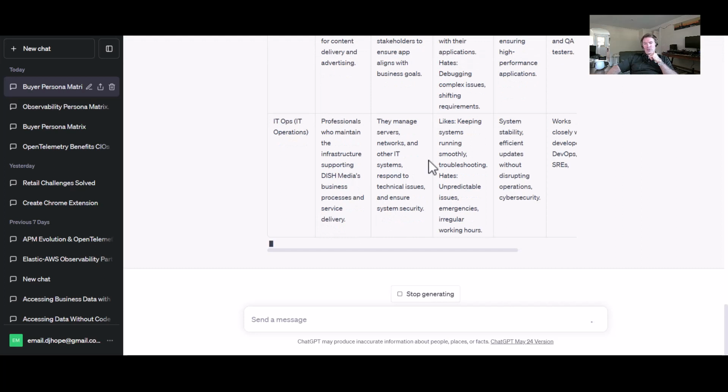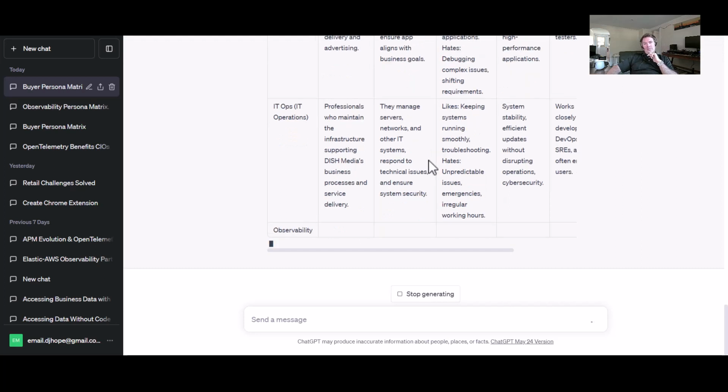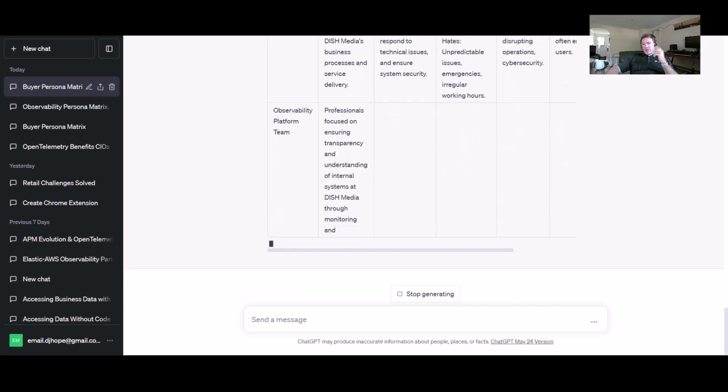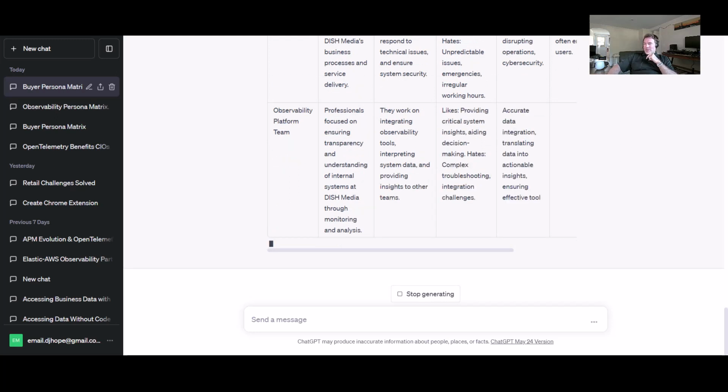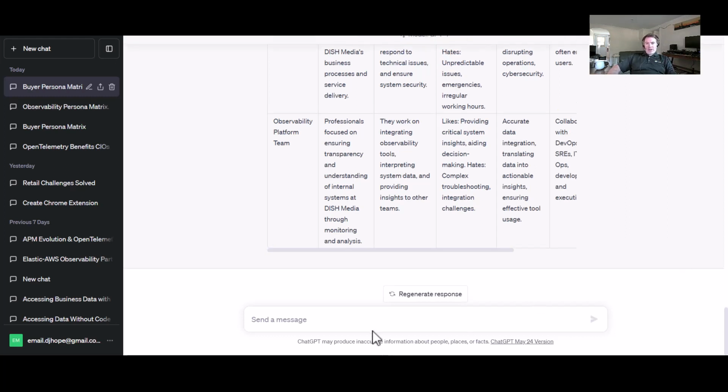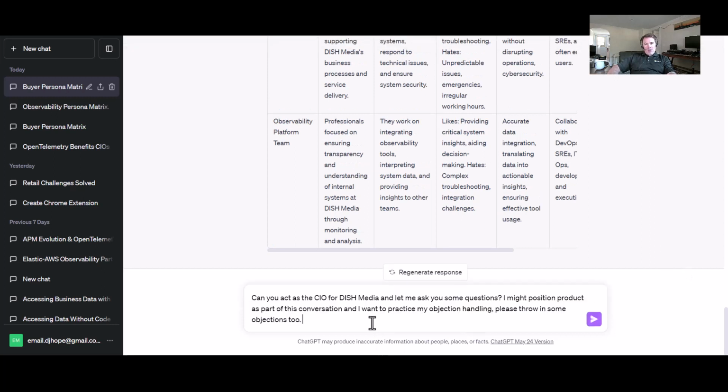This is great. Now, I can even take this a little bit of a step further, and I can actually get it to role play with me. So now I can ask ChatGPT, hey, I want you to be the CIO for Dish Media. Let me ask you some questions. I might position product as part of this conversation. I want to practice my objection handling. So let's throw in some objections.